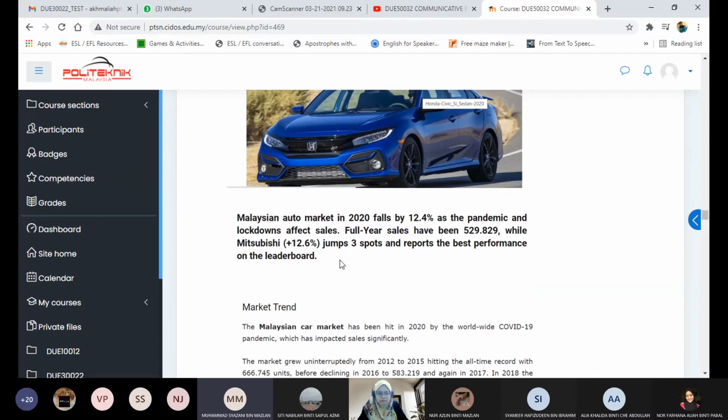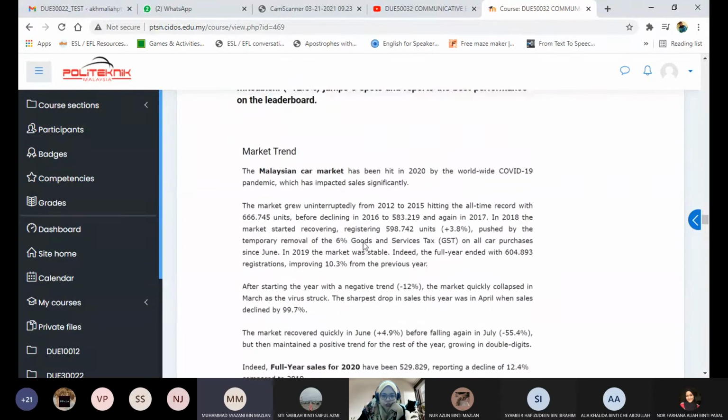Malaysian auto market in 2020 falls by 12.4% as the pandemic and lockdown affect sales. So full year sales have been 529 and 829, while Mitsubishi 12.6% jumps 3 spots and report the best performance on the leaderboard. Okay, continue.